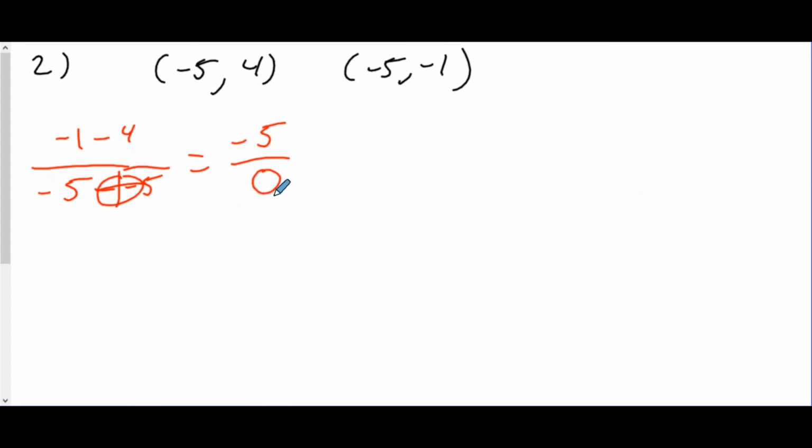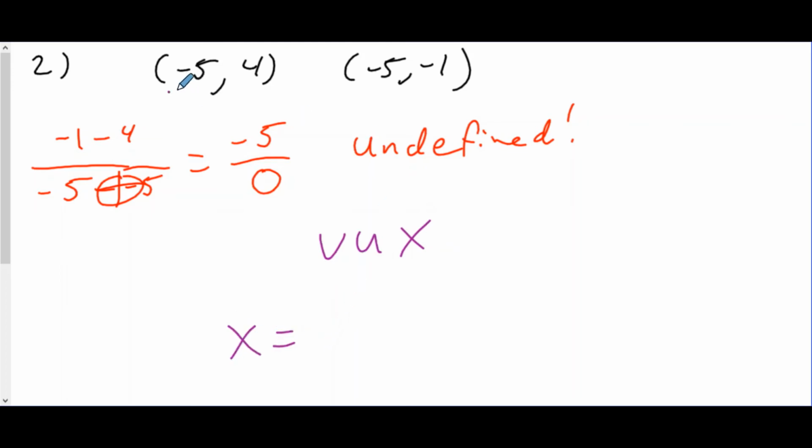What happens when we divide by 0? It's undefined. Wait a second, that's a special case slope. Got to think about Hoy Vux, and if it's undefined, we want to think about Vux. A vertical line has an undefined slope, and its equation has to be x equals a number. What does x equal? Oh look, the x's were the same. They're both -5. So that's got to be my equation. And if I'd noticed at the beginning that the x's were the same, we could have skipped straight there.